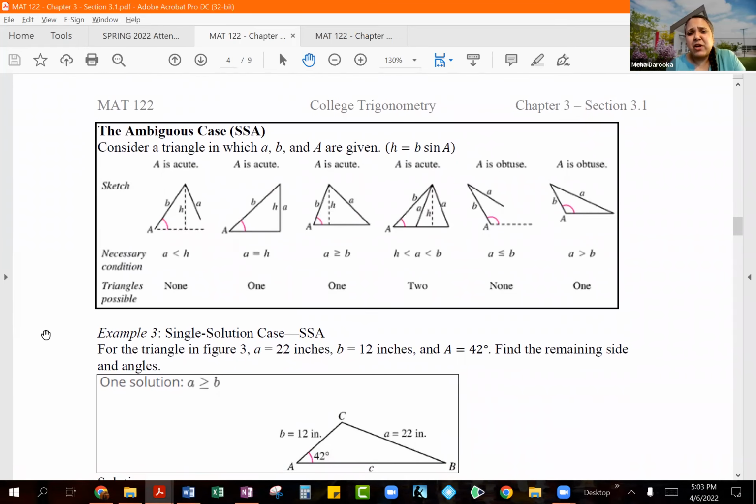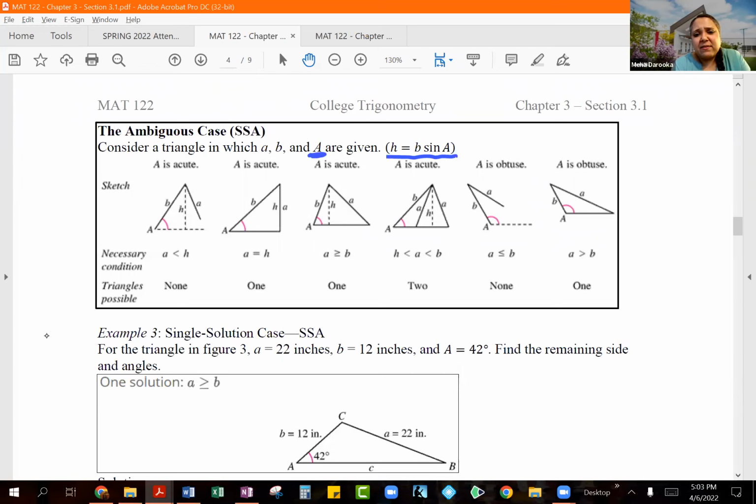So they're saying consider a triangle in which sides a and b and angle A are given. So two sides, one angle is given. And they're giving you a little bit of a definition of how that height can be calculated. If you had a triangle where you had to drop a perpendicular height to it, that's going to be b times sine of A.